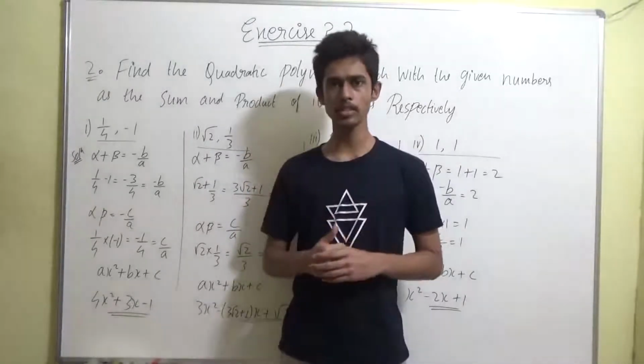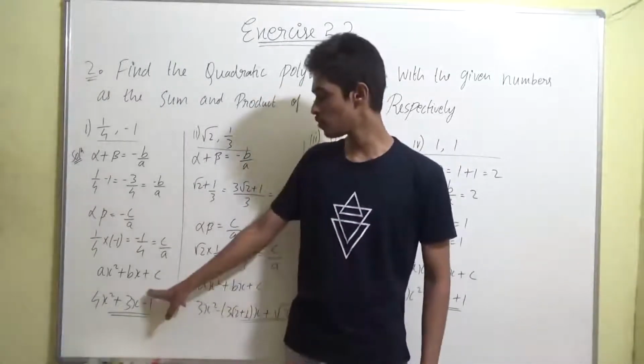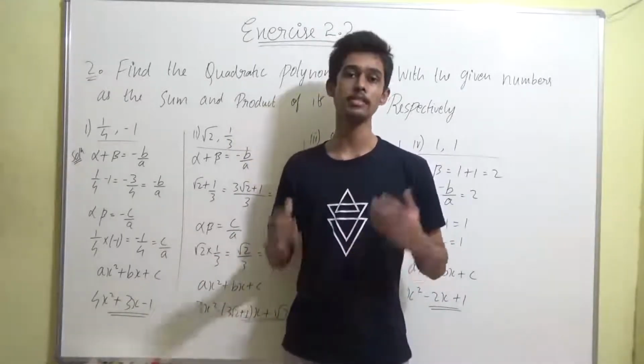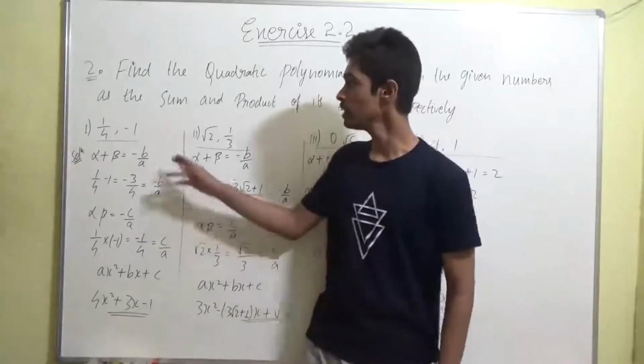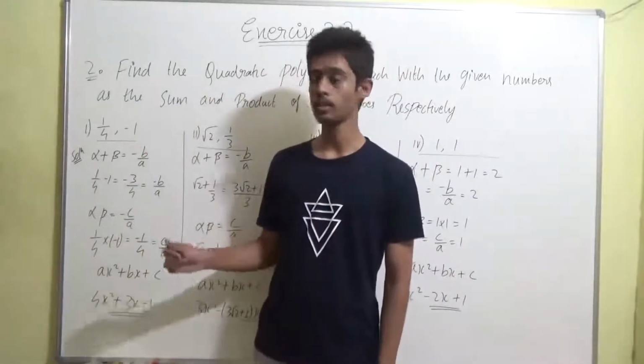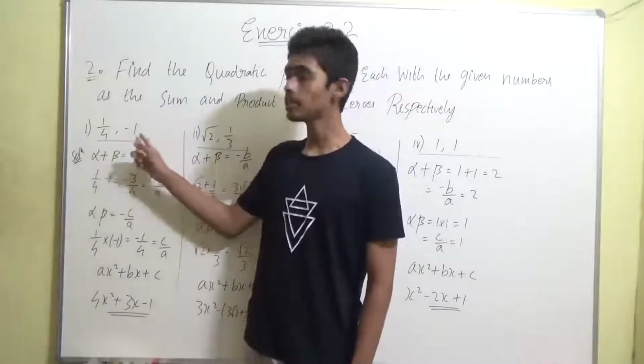Once you get the coefficients, just substitute them in the general form of the equation, then you'll be getting the equation, guys. Let's jump into the question and see how it is possible. So the first question, the zeros are given as 1 by 4 and minus 1. Now as we know, these are the two zeros, guys.